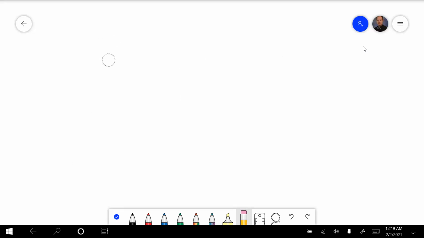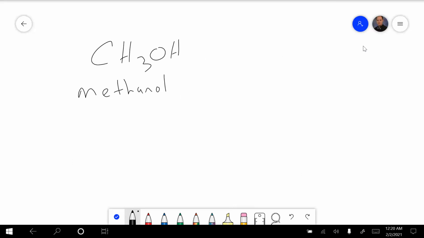Take a different molecule. CH3OH. Now this is methanol. The thing with methanol is methanol looks a lot like ethanol. In fact, it's identical. It's clear, colorless liquid, smells the same, tastes the same, and it'll get you drunk.